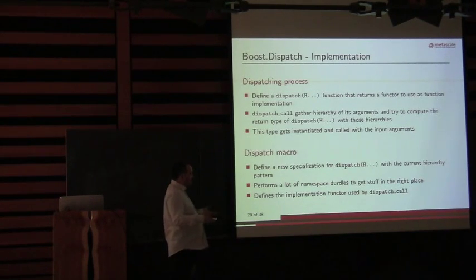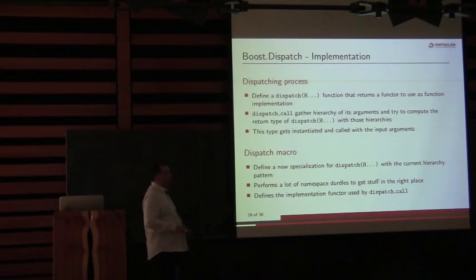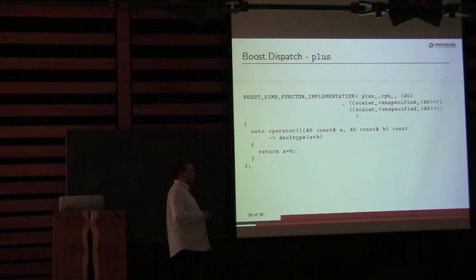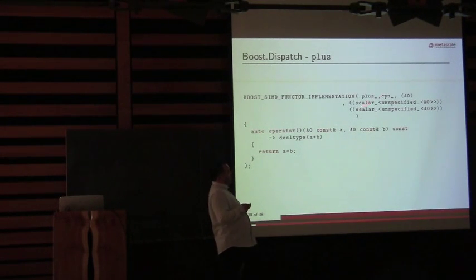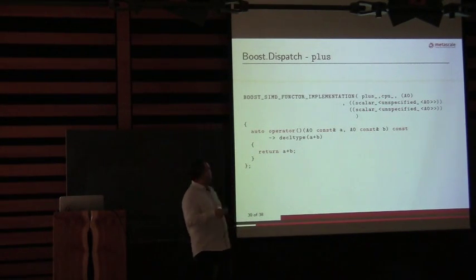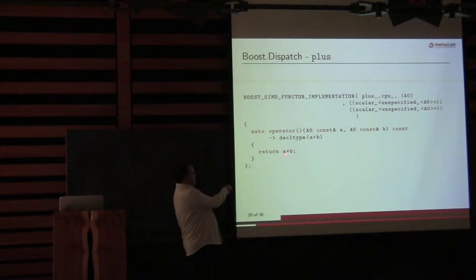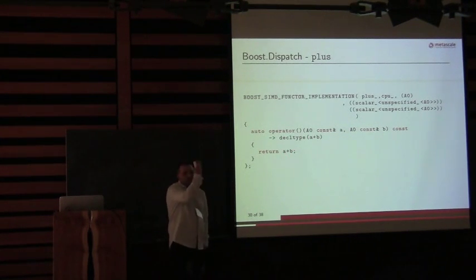So let's define our first plus overload. Basically, if I want to call plus on whatever architectures, and I get passed two scalar elements with whatever properties, what I have to do is just compute A plus B, and the return type is whatever it is.